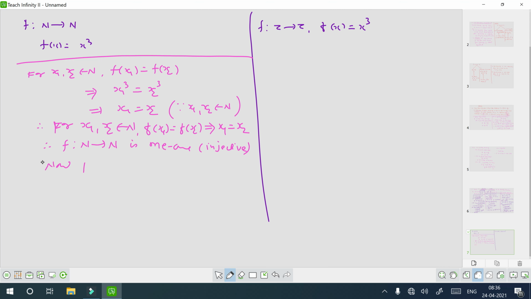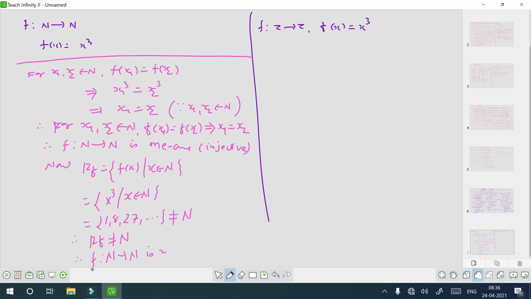Now, what is the range of f? Range of f is nothing but f of x, x belongs to N, which is x cube, x belongs to N, and that is equal to 1, 8, 27, likewise, but which is not equal to N. So range of f is not equal to the codomain N, and therefore f from N to N is not onto or not surjective. Okay? Yes.